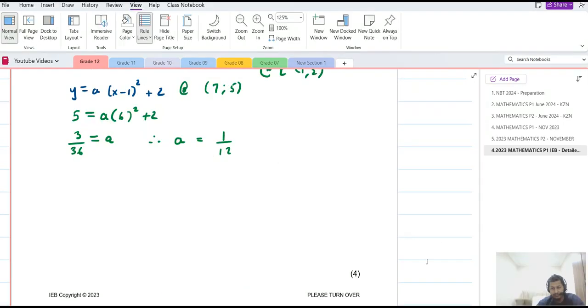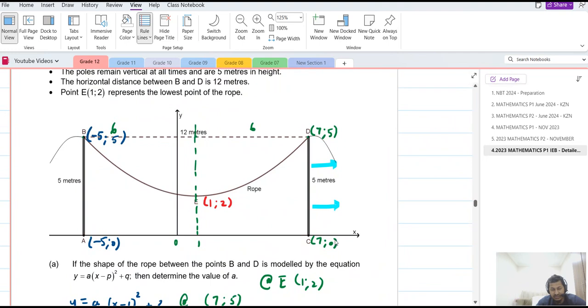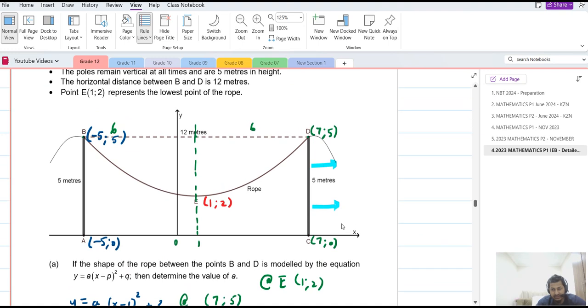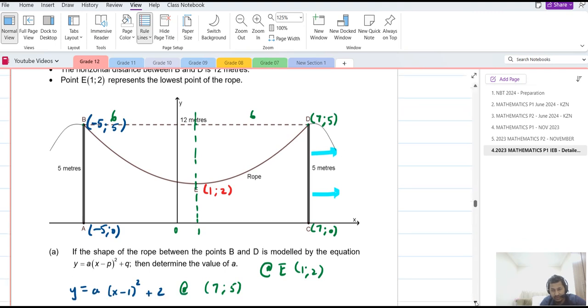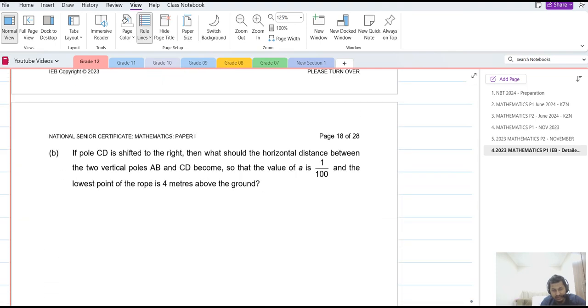Next one: if pole CD is shifted to the right, then what should the horizontal distance between the two vertical poles AB and CD become, so that the value of a is 1 over 100 and the lowest point of the rope is 4 meters above the ground? Okay, so just to visualize this, we have this pole CD, and we're shifting it to the right. What should the horizontal distance between them become? So what we can do is visualize this. Let's take this.